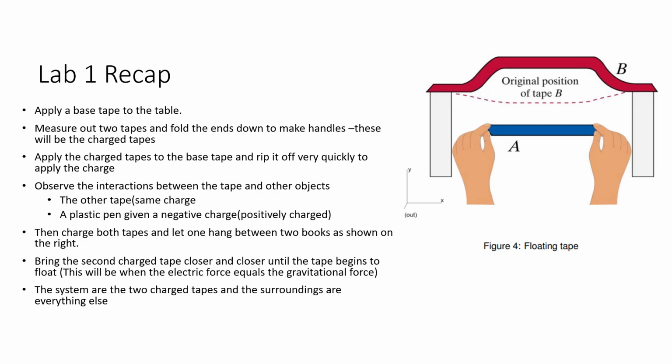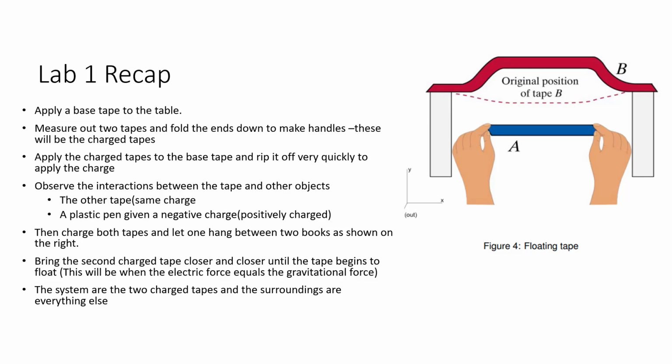Recap of our procedure in the first lab to get our measurements for this lab. We applied a base tape to the table, applied our charge tapes to the table and ripped them off quickly to give them their charge, and observed their interactions with another tape. They repelled, so they're the same charge, and they were attracted to a negatively charged pin, so they're positively charged.